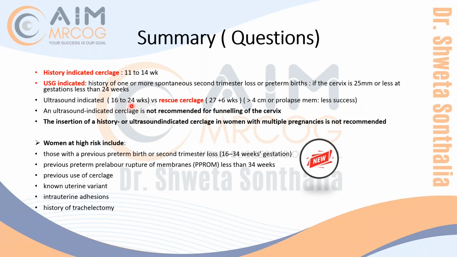Ultrasound indicated is 16 to 24 weeks. Rescue cerclage you can do up to 27 plus 6 weeks. Please be careful: 27 plus 6 weeks means not 28. So if in the question they give you 28 weeks, you are not going to put a cerclage. For 27 plus 6, you will put. So please be clear, this weeks of gestation and days of gestation are very important. Then they write in the guideline, if it is more than 4 centimeter dilated or there is prolapsed membrane, the success is less. So please be careful about this point, because sometimes in the question they will give you more than 4 centimeter dilated or prolapsed membrane. In that situation, that might not be ideal to put the rescue cerclage.